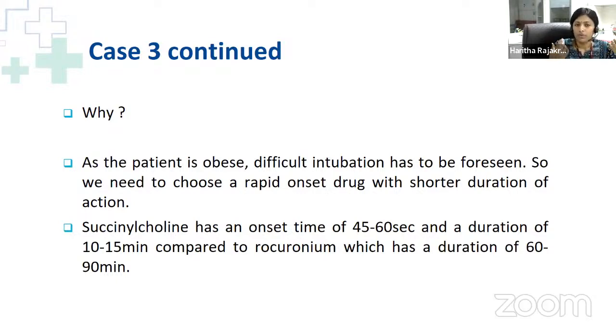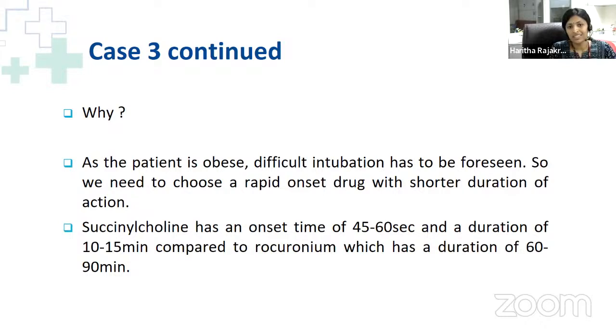So when you choose a drug, you also need to anticipate how the patient's condition is going to be, and what if it's a difficult intubation. Accordingly, you need to choose the drug. So here, it's better to go for succinylcholine because the onset time is quite similar, around 45 to 60 seconds. And the duration of action is also shorter. It's only 10 to 15 minutes compared to rocuronium, which has around 60 to 90 minutes.